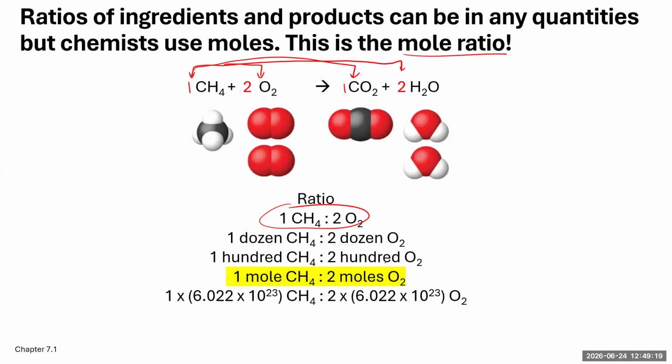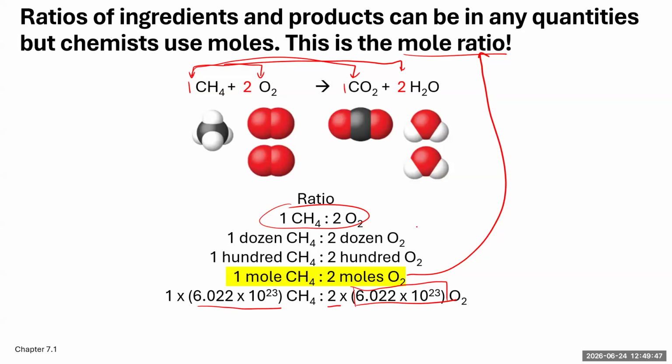1 mole of CH4 to 2 moles of oxygen. And that again is called the mole ratio. And let's give it a number, right? Because mole is a number of things. So it's just 1 times this many CH4s to 2 times this many, which is Avogadro's number, right? 6.022 times 10 to the 23rd. Could be anything, things, right?